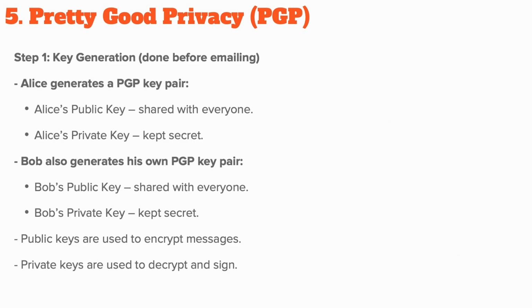Step 1. Key generation is done before emailing. First, Alice generates a PGP key pair. Alice's public key is shared with everyone. Second, Alice's private key is kept secret for her. Next, Bob also generates his own PGP key pair, Bob's public key and Bob's private key. The public keys are used to encrypt messages, and the private keys are used to decrypt and sign.